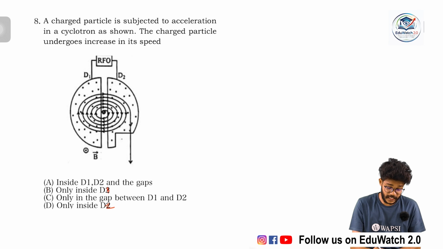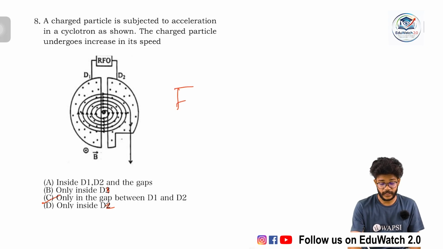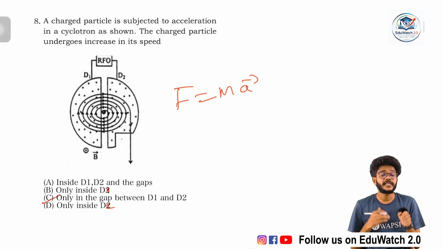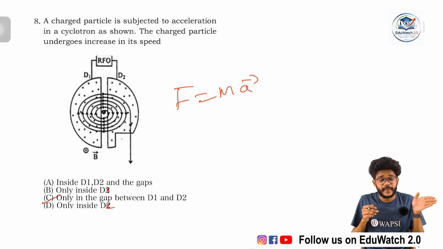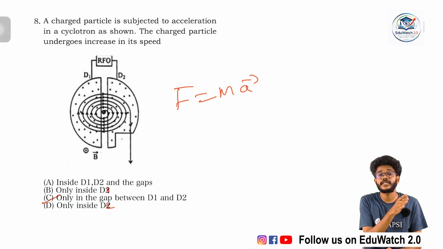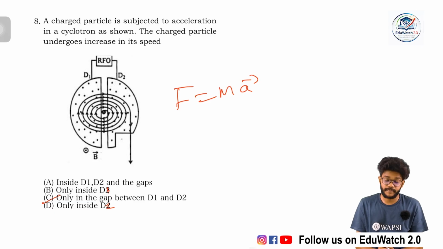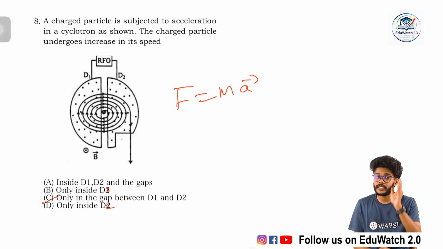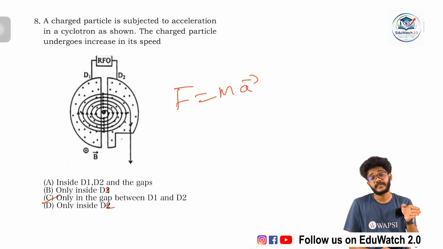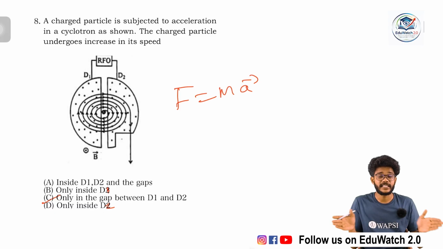Only in the gap between D1 and D2, because the electric field is acting and gives a force. Force means what? F is equal to ma. That means the electric field is giving an acceleration in the time between these gaps. So acceleration is acting between this gap, so the velocity is increased. Acceleration means rate of change of velocity, so velocity is increasing between the D's.